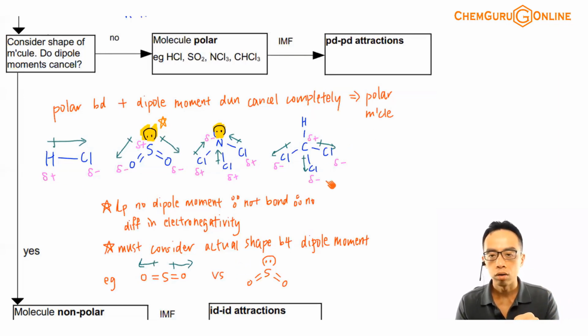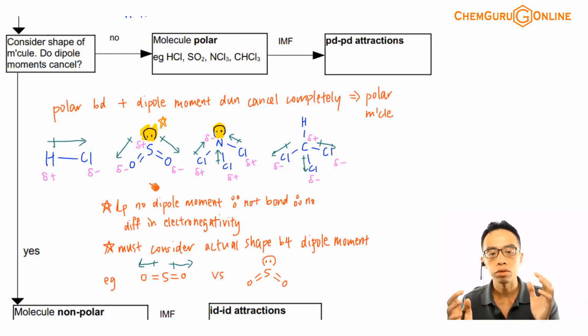The examples that we have are all here. You notice the dipole moment doesn't cancel out. HCl is pretty straightforward because there's only one bond, which is polar. So there's only one arrow, nothing to cancel this out. Obviously, this will be polar. SO2, earlier what we have mentioned is please consider the lone pair.